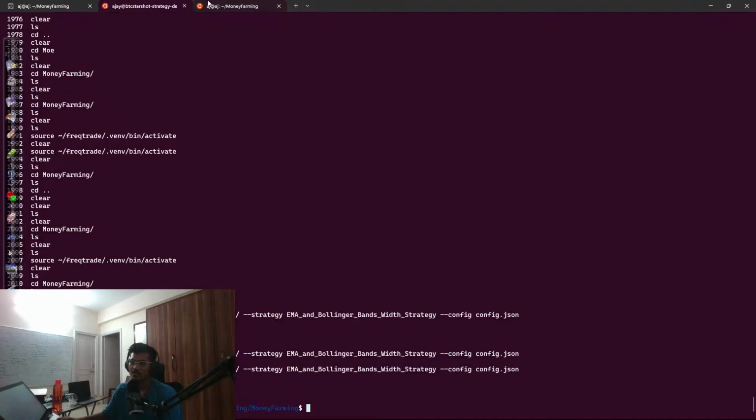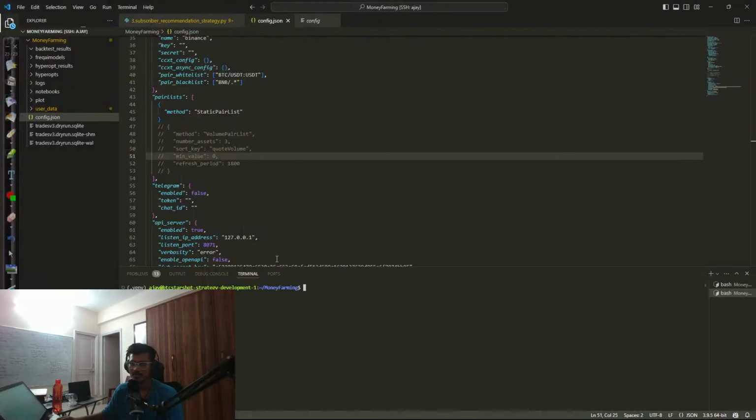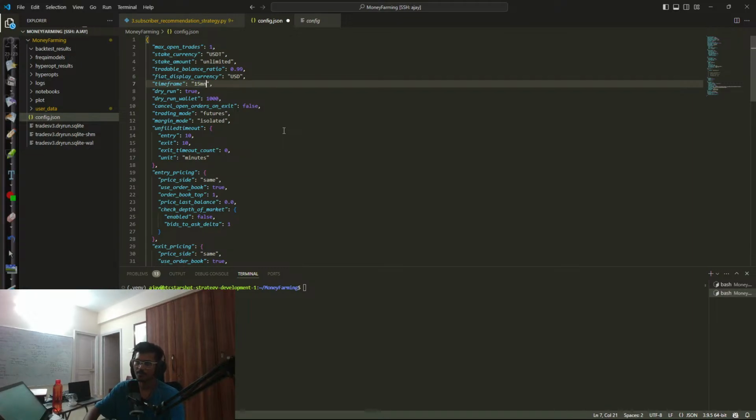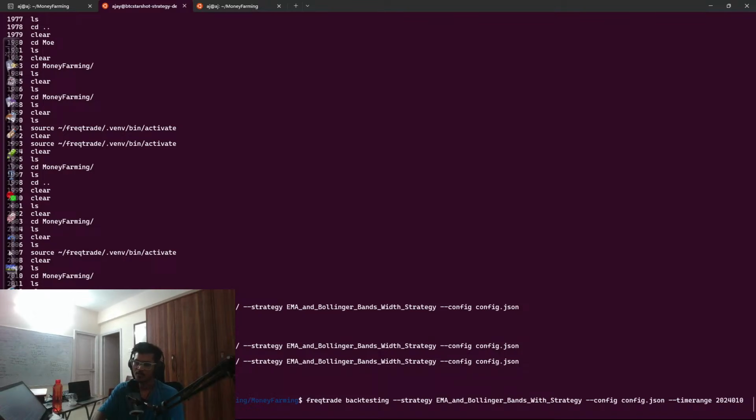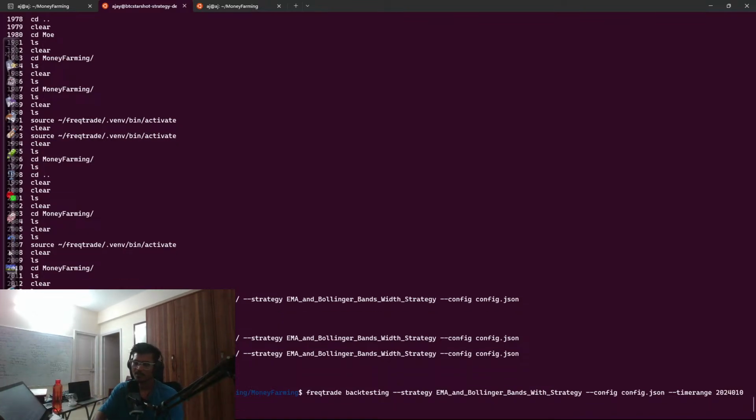Okay, so let's run the backtest. Fake trade backtesting strategy, EMA and Bollinger Bands. Config.json, is it 15 minutes? The config is 1 hour, so I'm gonna do 15 minutes. It's not really saving though. Time range 20240101. Pairs, I want the Bitcoin pair. So what it's gonna do now is run the backtest from the beginning of the year 2024 for Bitcoin, and the time frame we want now is 15 minutes. So let's see.